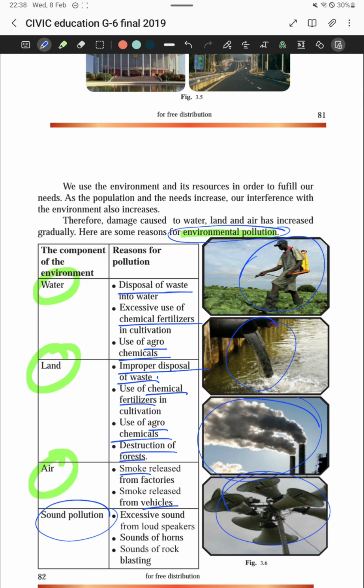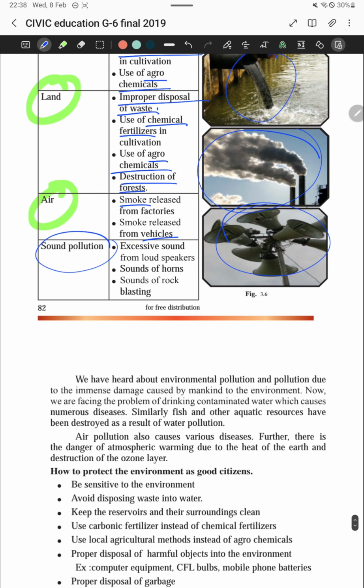So the birds and these animals cannot bear the frequencies of these sounds. What will happen? They will be damaged or killed because of this sound pollution also, right? So those are the things that you must go through. So excessive sounds, then sound of horns and also rock blasting, right?